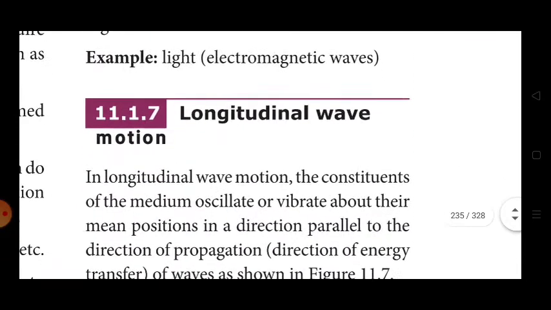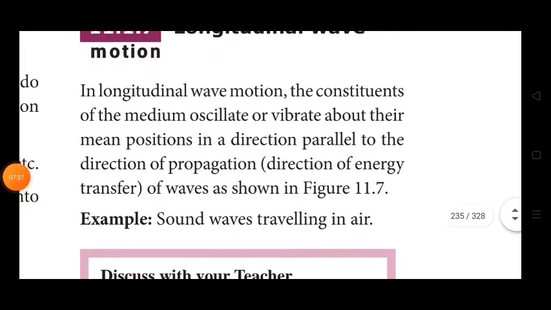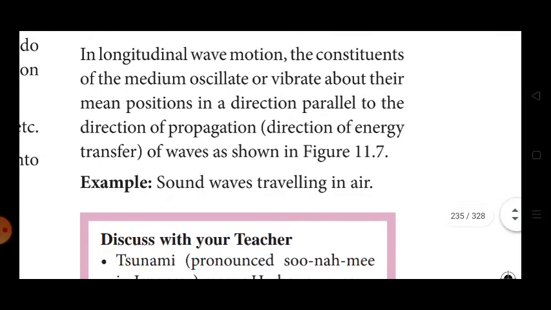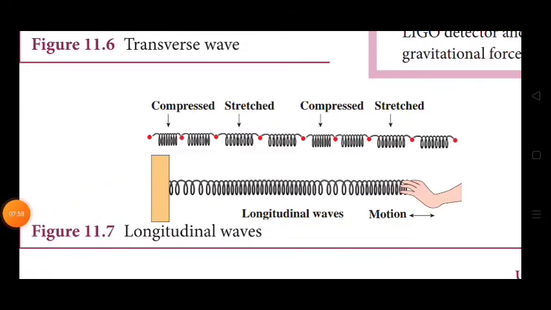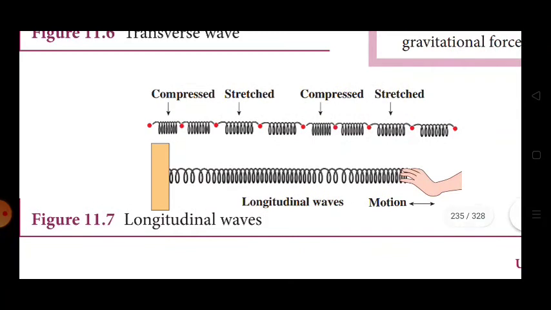Longitudinal wave. In a longitudinal wave motion, the constituents of the medium oscillate or vibrate about their mean position in a direction parallel to the direction of propagation. That means direction of energy transfer. So which is shown in the diagram. Example: sound waves traveling in air. This diagram shows longitudinal wave formation. So compressed, stretched. This is the wave made by the spring.